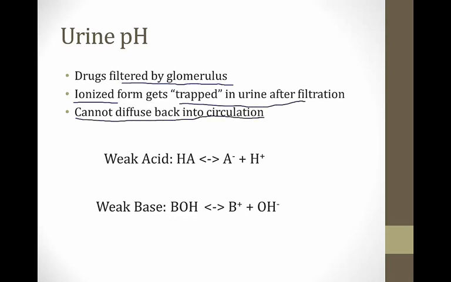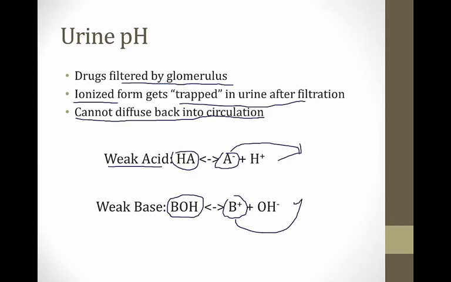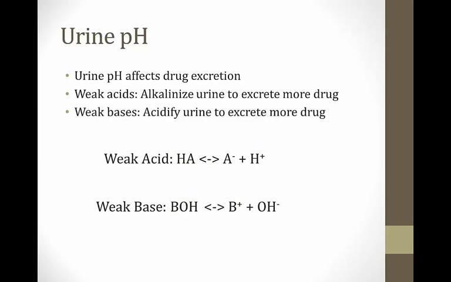So if we look at our weak acid equation right here, if the drug is in this form in the nephron, it will get reabsorbed, but if it's in this form, it will be trapped in the urine and go out of the body. For the base, if it's in this form, it will stay in the body and get reabsorbed, but however, if it's in the charged form here, it'll stay in the urine and get excreted. What this means is that the urine pH is going to affect drug excretion because the urine pH can favor either the ionized or unionized form of the drug.